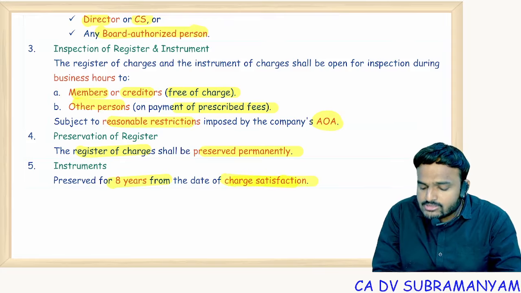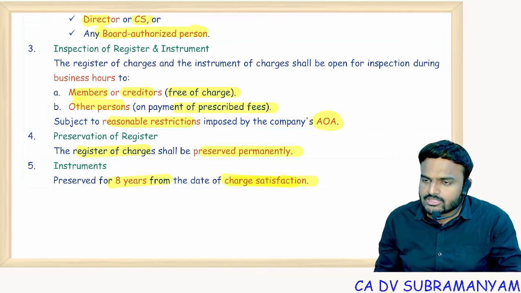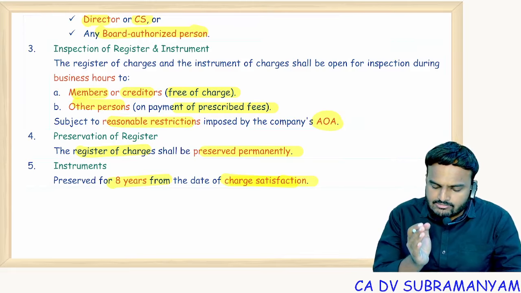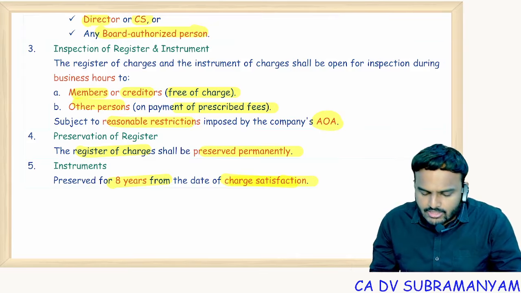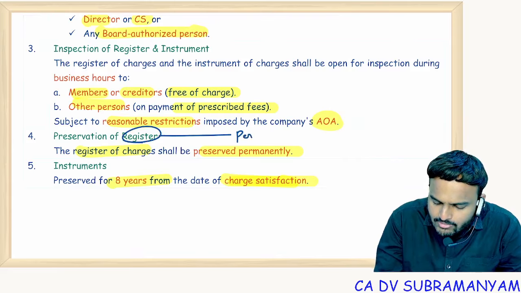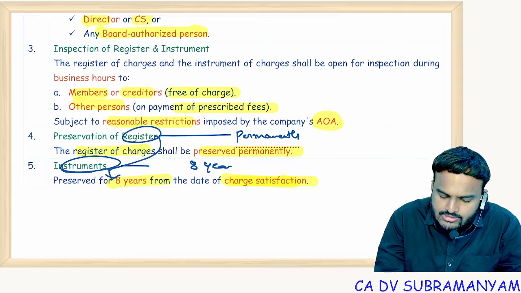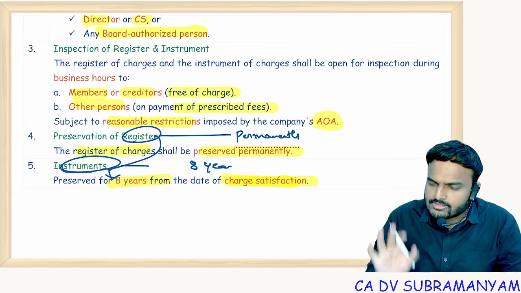From which date onwards? Satisfaction of the charge. That means not from loan creation, not from the charge creation date. From the charge satisfaction date onwards, 8 years. When the charge was satisfied, from satisfaction onwards, you have to maintain the instruments for 8 years. Don't get confused between these two. Registers have no time limit, till the liquidation of the company, whereas instruments 8 years. Many times students will be confused: registers 8 years, instruments not required, immediately scrap them? No. Instruments 8 years, registers permanently.